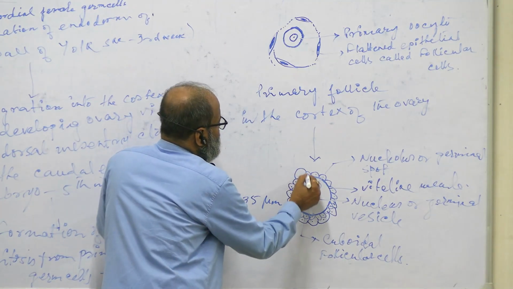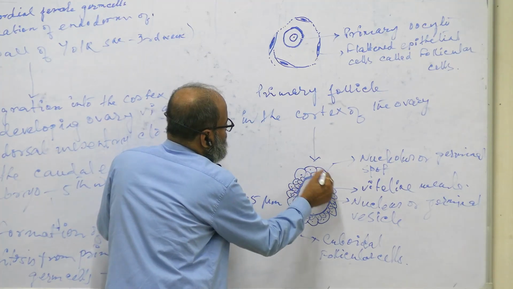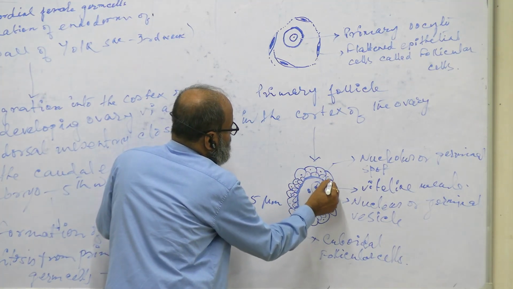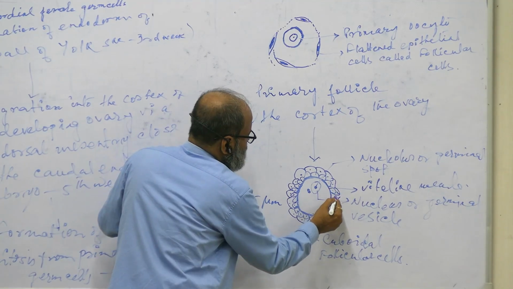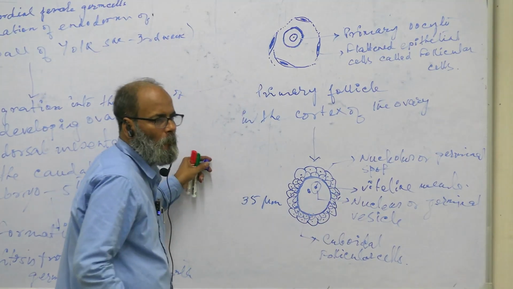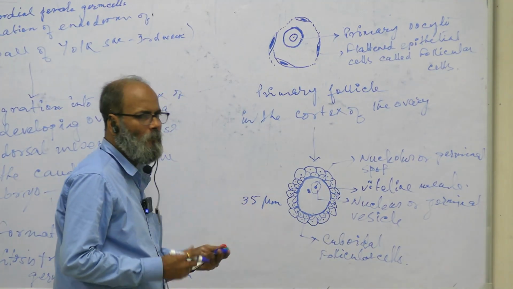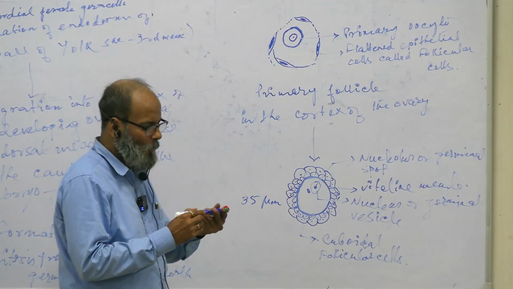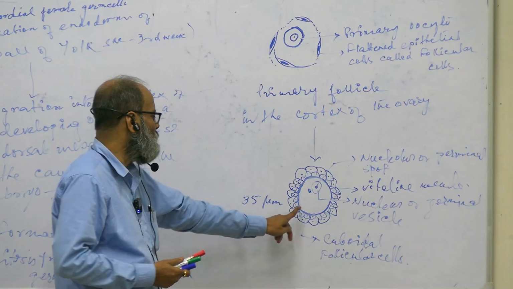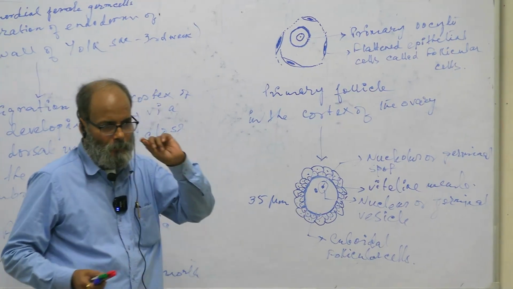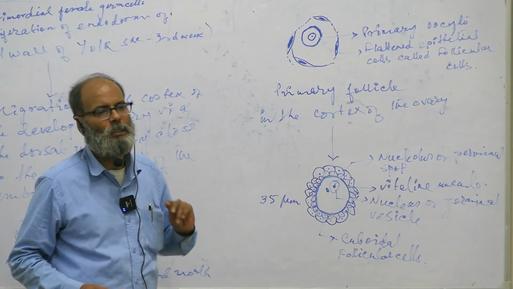This will become multilayer. And there is a space in between the vitelloid membrane and the inner layer of the follicular cells. There is a space between this vitelloid membrane and the inner layer of the follicular cells.